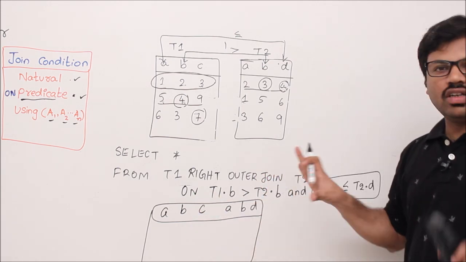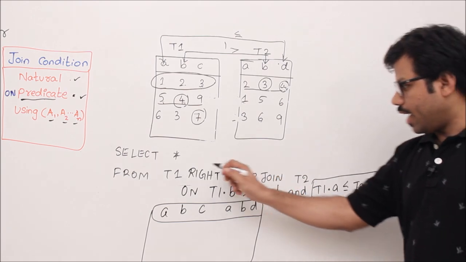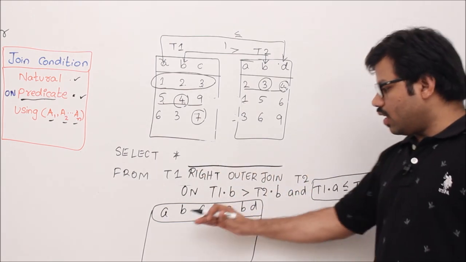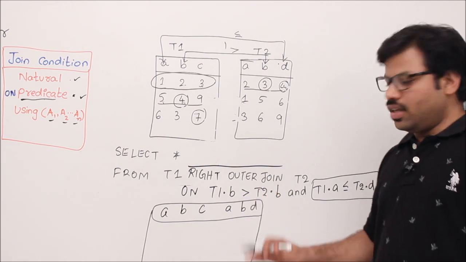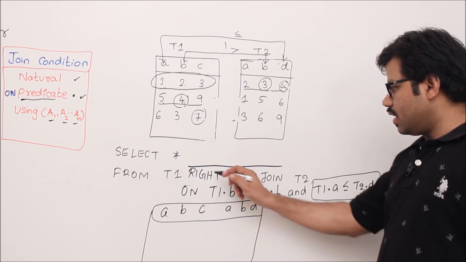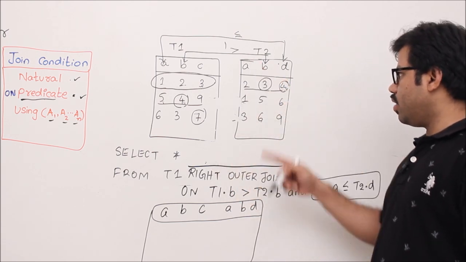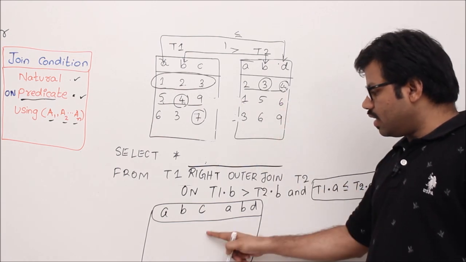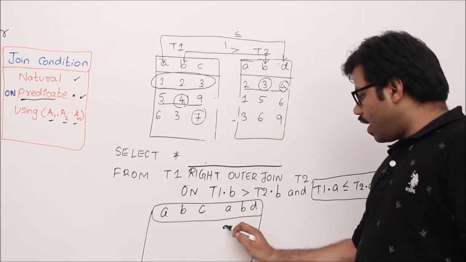Once it is done, so far we have seen only inner join, but actually it is a right outer join. In right outer join, whatever result you get, once you have it, we have to fill in the entries from the right side. Since it is a right outer join, go to the right side table. In that, 2, 3, 4, 1, 5, 6, 3, 6, 9, nothing is in the result. That's why we have to add them.